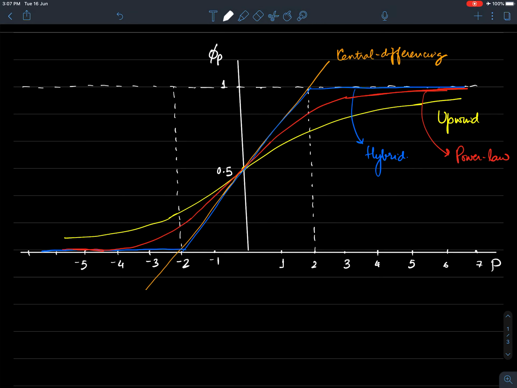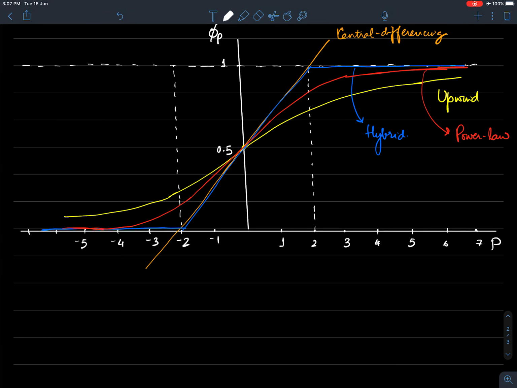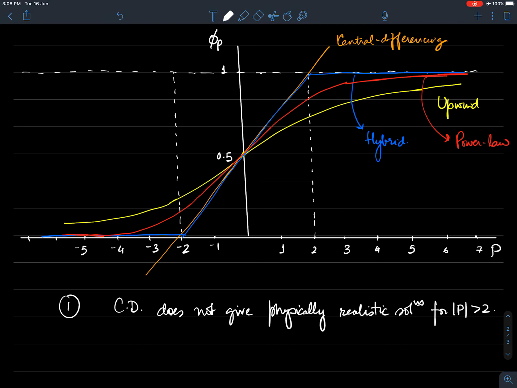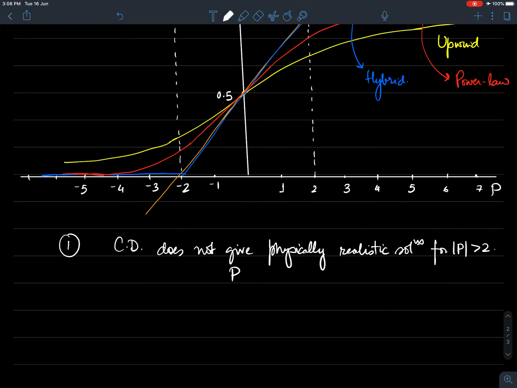Now one of the things that you should note here, which I have stated many times, is that the central differencing scheme does not give physically realistic solutions for modulus P greater than 2. And this Peclet number that we're defining is based on the grid size, so it should be rho u delta x by gamma.